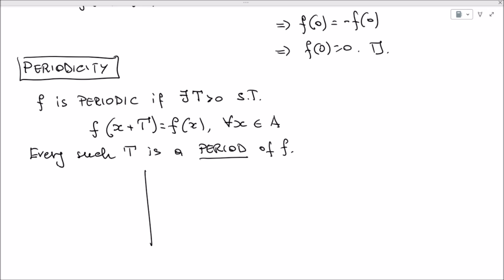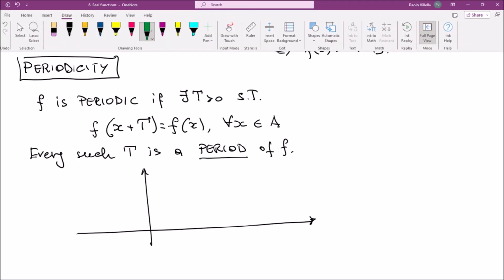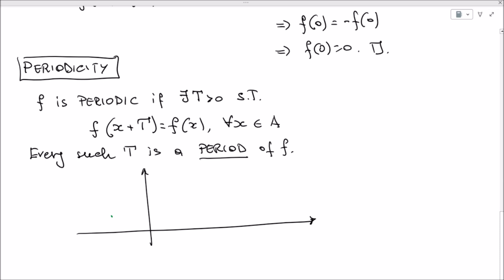Now, how does a periodic function look like? We can imagine something like this, for example. A function with a behavior like this is certainly a periodic function. So you see that, in other words, the function repeats itself, and this is happening every period t.